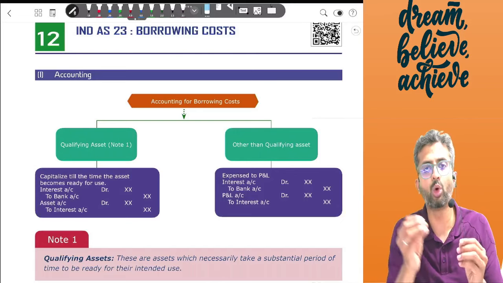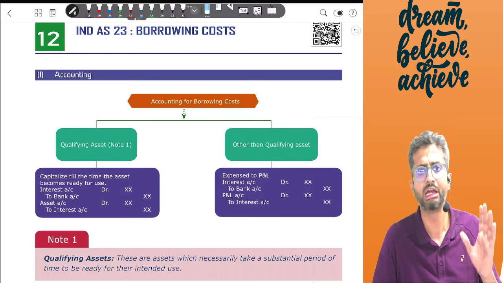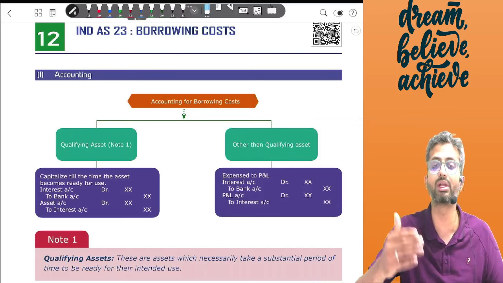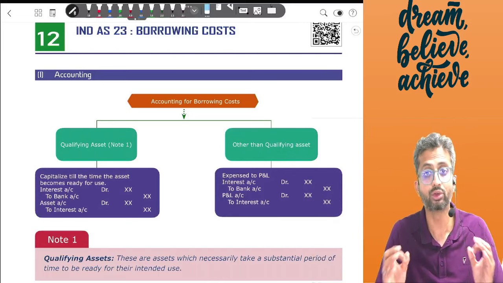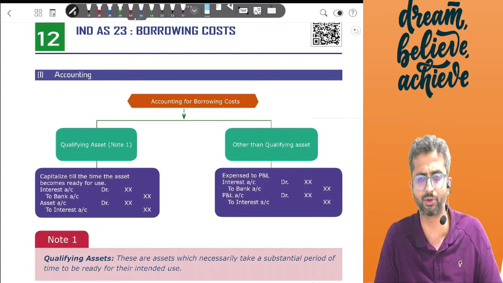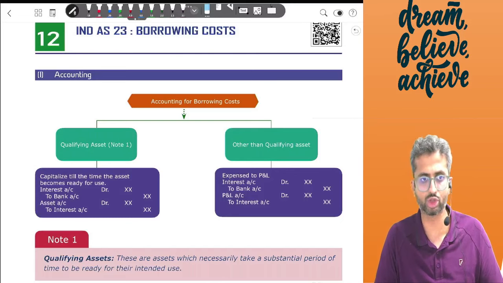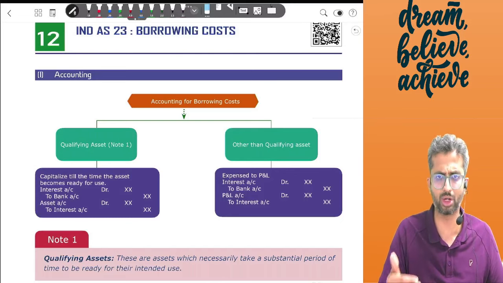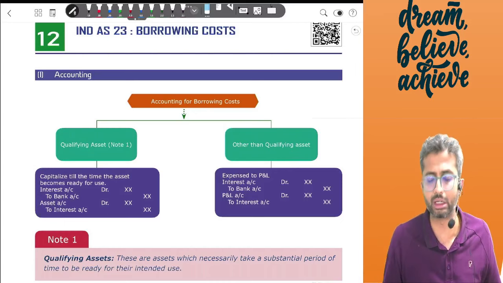Now, what do you mean by borrowing costs being capitalized? Let us say an entity takes a loan of 100 crores, rate of interest is 10%, uses that money to buy or construct an asset which is taking, let us say, 1 or 2 years. That is a qualifying asset, let us say for the time being. In which case, for the first year, they will pay an interest of 10 crores. So your journal entry for the same would be interest account debit to bank, and ideally, being a nominal account, P&L account debit to interest.